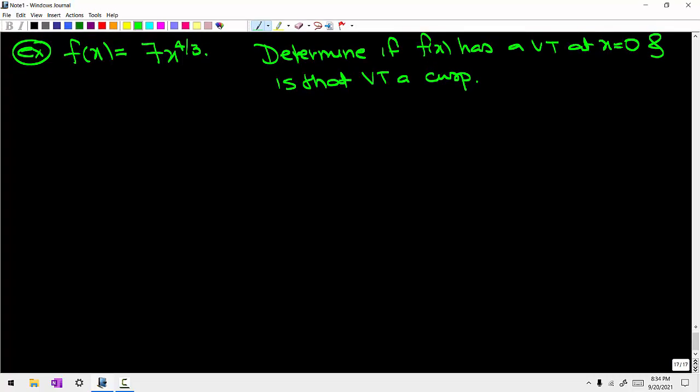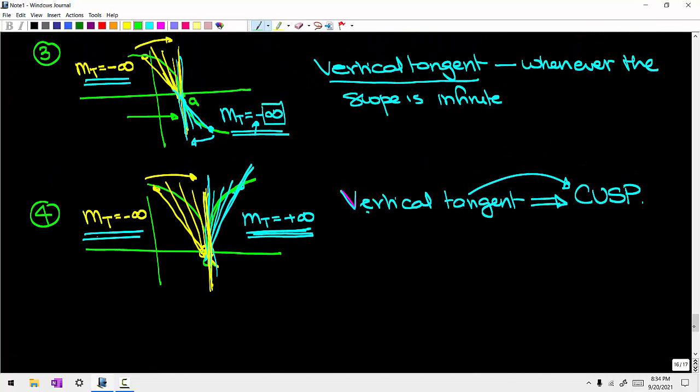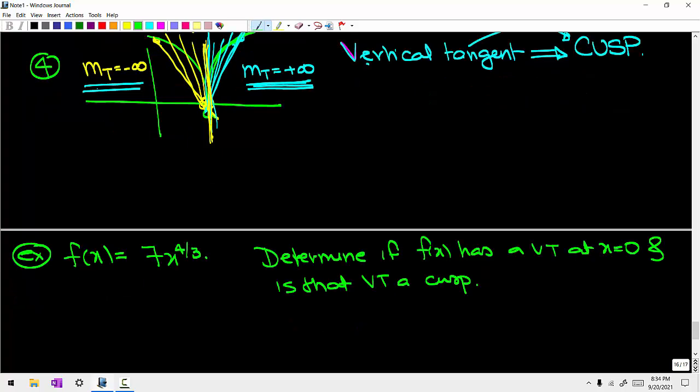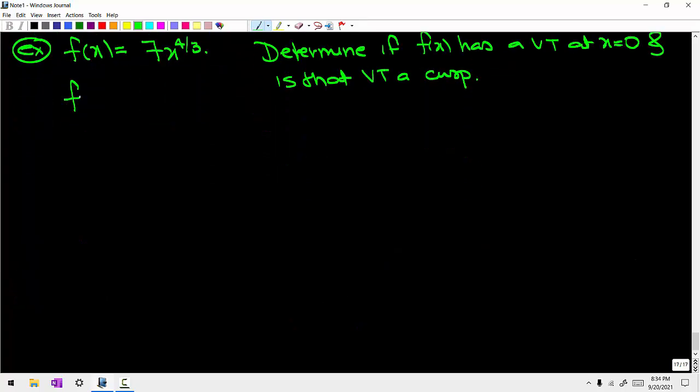Now, how did we find the vertical tangent? We check the derivatives from both sides, right? And to see if it was infinite. So let's first find the derivative of this. It's a power function, so bring the 4/3 in the front, so we get 28 over 3, that's 7 times 4/3, and decrease the exponent by 1, so we get x to the 1/3.